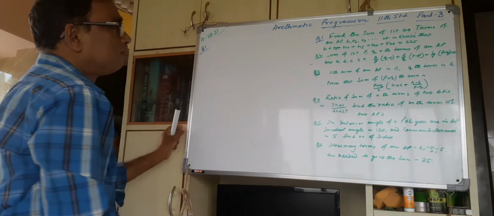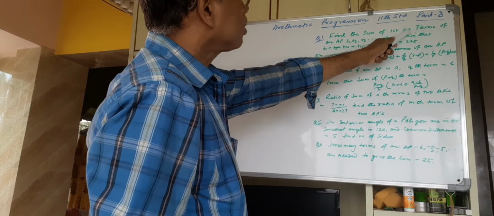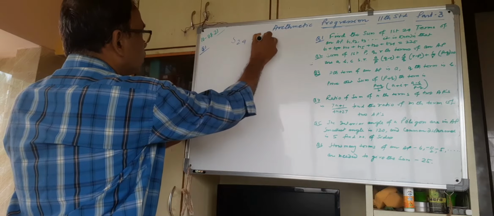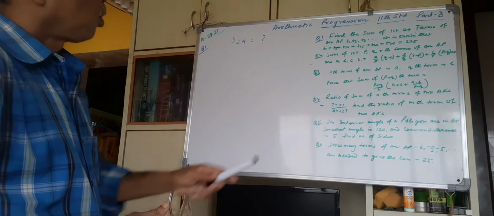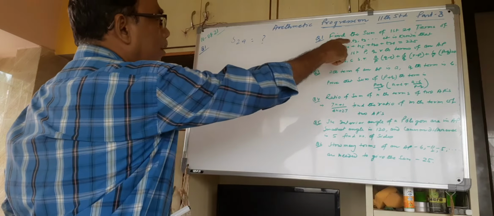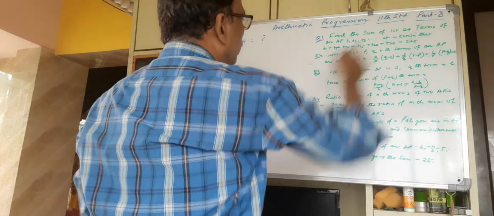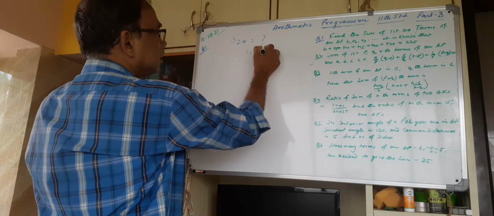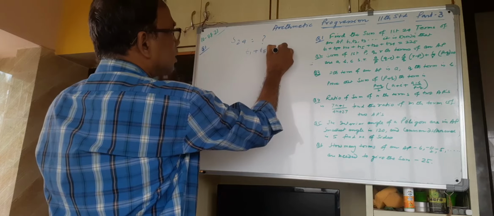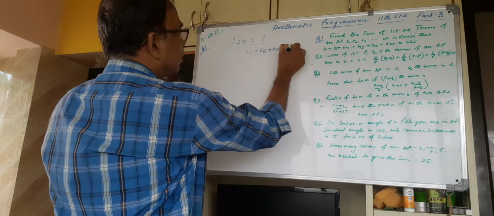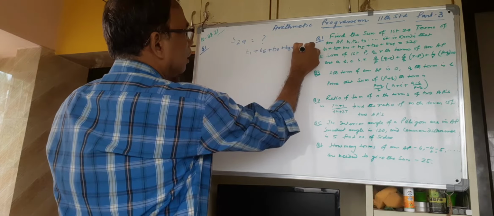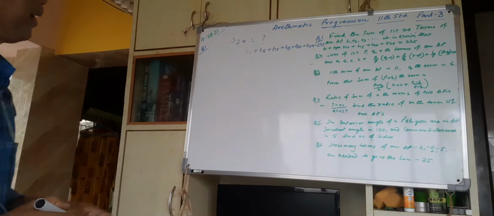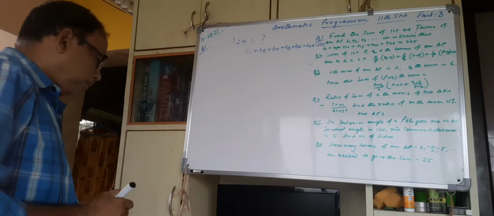Sum number 1. Find the sum of the first 24 terms of an AP. It is given that T1, T2, T3, ... Tn is an AP, and T1 plus T5 plus T10 plus T15 plus T20 plus T24 equals 225. This is given. You have to find the sum of the 24 terms.